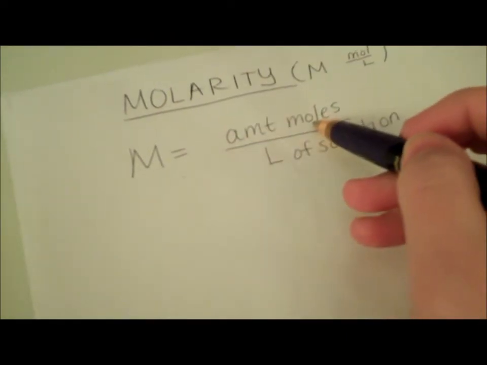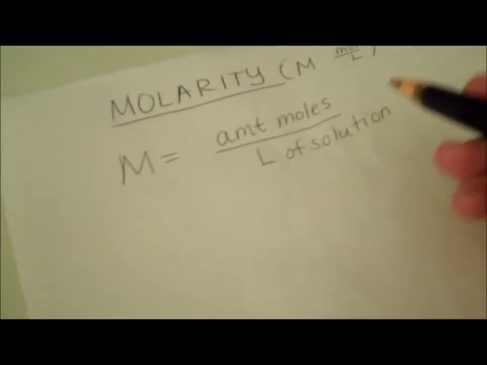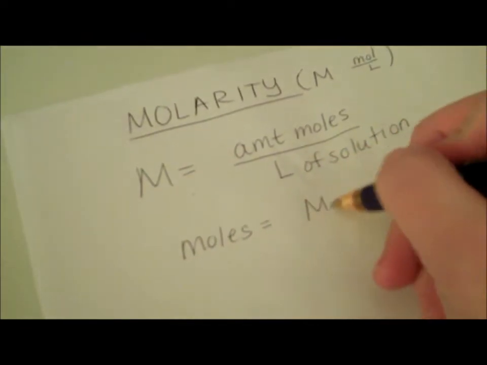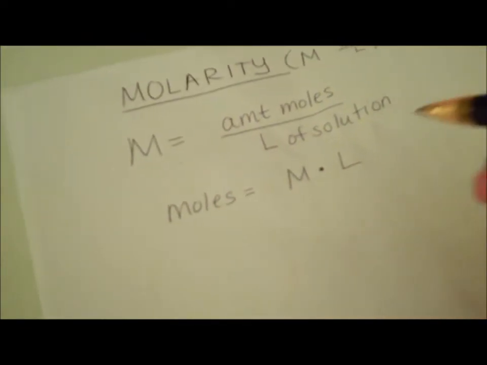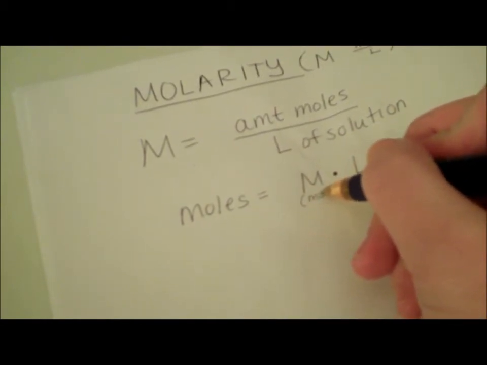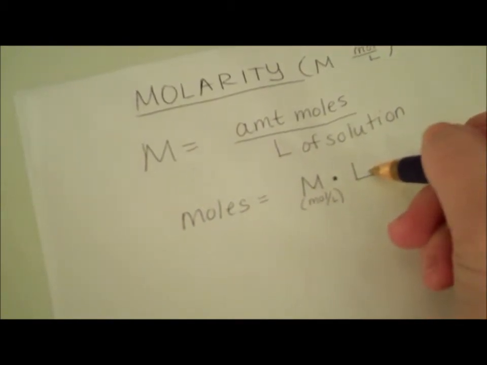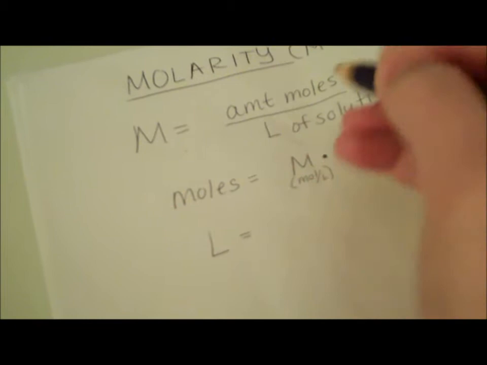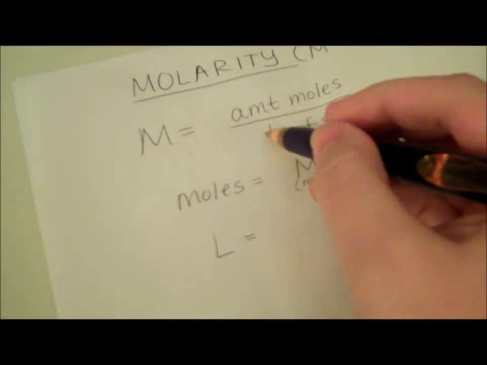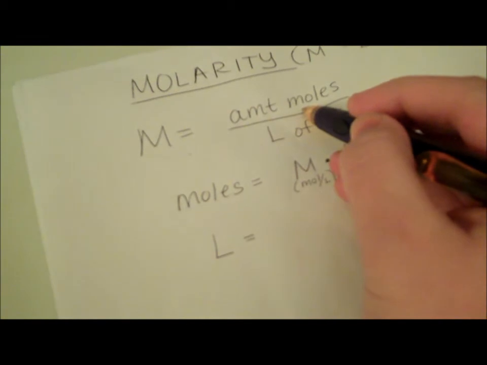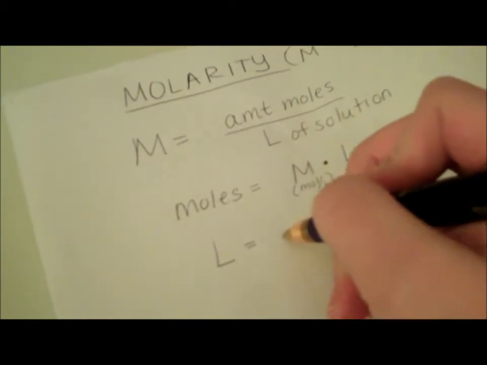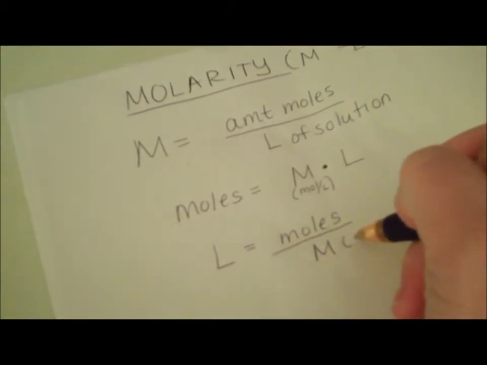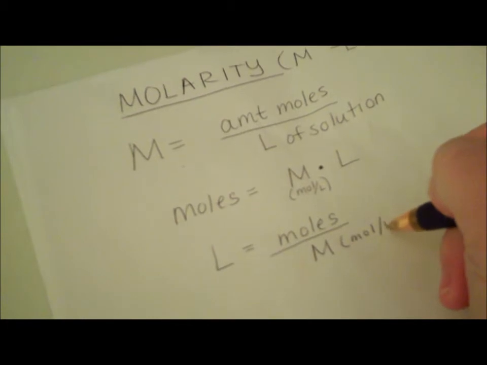But what if you're given unknown moles or unknown liters? You can solve for it. So moles is going to be equal to molarity times liter. Now you could represent this as moles per liter to see that your units would cancel out and you'd be left with just plain moles. Now liter, if you cross multiply and then solve for liter, it would be M times L equals moles, divide by molarity. So it's going to be moles over molarity, represented by mole per liter.